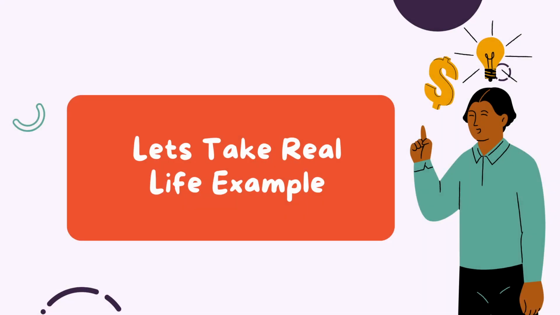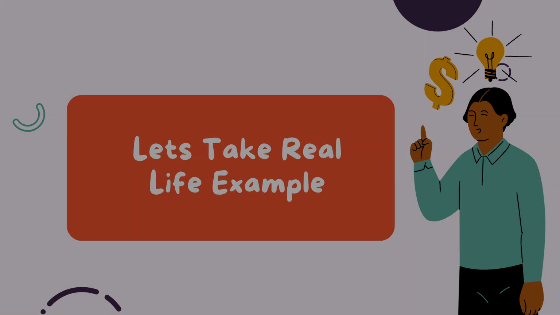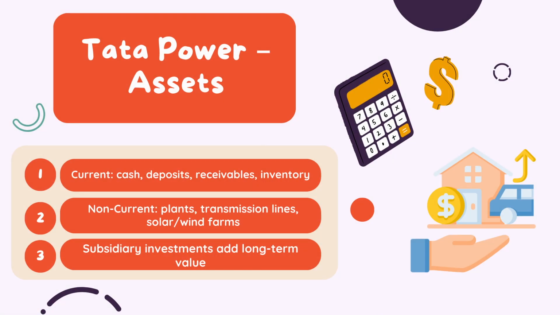Now let's dive into each section using a real company example. Tata Power, one of India's largest power companies. First, assets. These are things the company owns that have value. Current assets include cash, bank deposits, money owed by electricity consumers, and inventory of coal and fuel. Non-current assets are the big-ticket items: power plants, transmission lines, solar and wind farms, and investments in subsidiary companies.